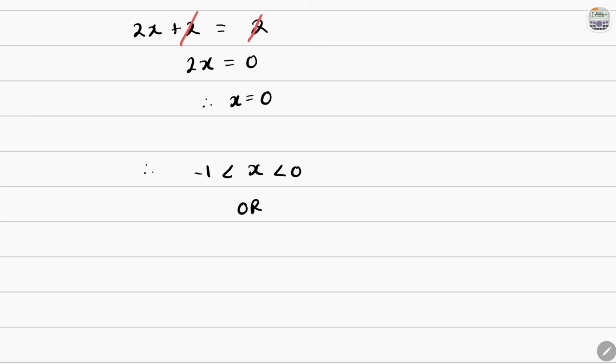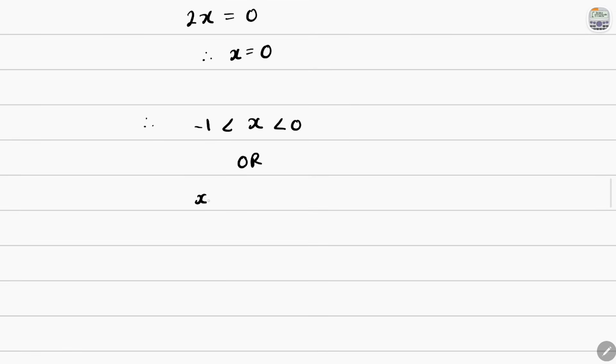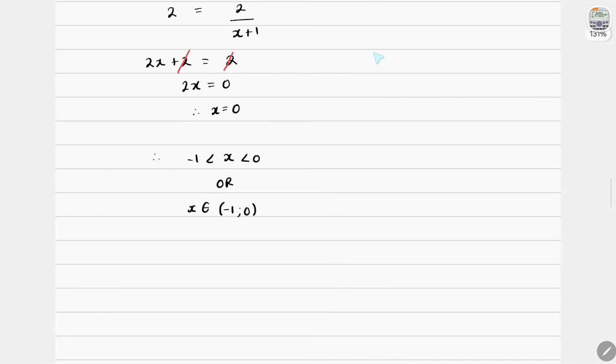Of course, you can write this in interval notation, which is x is an element of, and we're going from negative 1 to 0. But notice that negative 1 and 0 are not included x values, so we will use round brackets for them. And that is our answer.